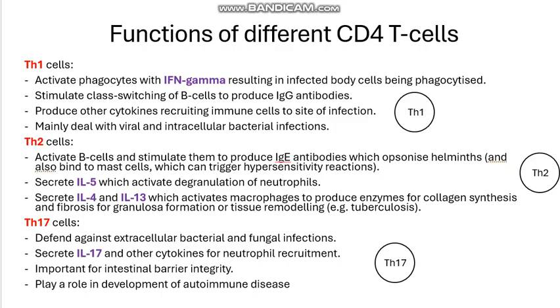Moving on to Th2 helper T cells. These activate B cells and stimulate them to produce immunoglobulin E via isotype switching. These immunoglobulin E antibodies opsonize helminths, which are little flatworms that we've talked about before. Another interesting thing, these immunoglobulin E antibodies actually bind to mast cells, which we talked about when we talked about the cells of the innate immune system.